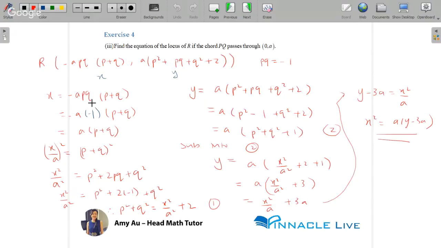So firstly, I sub -1 straight in there. So it simplifies to something like that. Square everything, expand, replace PQ with -1 again. So you get an expression for P square plus Q square. Then you repeat on the other side. So Y is equal to that. And then you simplify. Wherever I see PQ, I keep subbing -1. P square plus Q square can be replaced with X square on A square plus 2. So that's what I've done here. And then simplify, and then you get to the locus. And that is it. So hopefully you found this helpful.